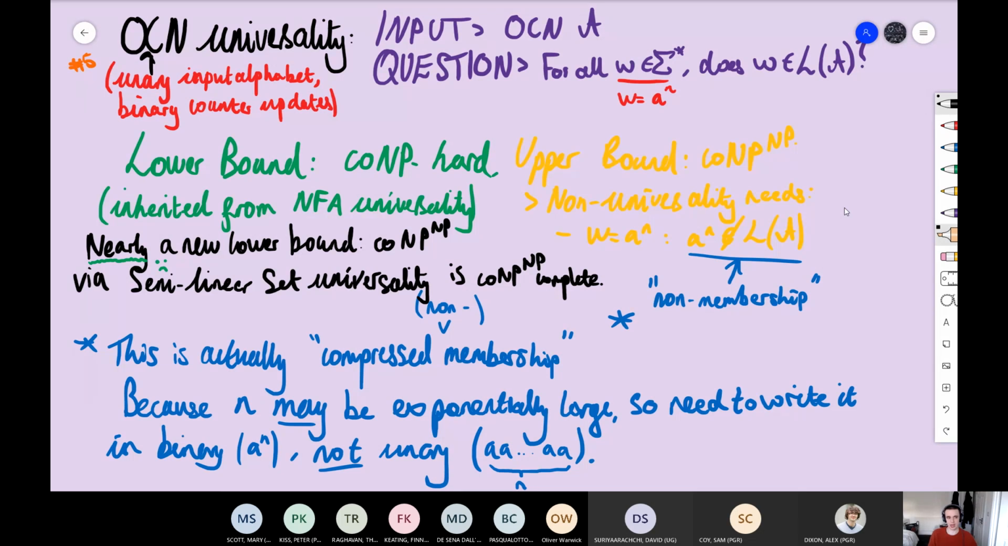But in this case, because we have a unary input alphabet, we can say instead that all words w, or omega, whatever character you prefer, are equal to a to the n, where n is some natural number. We can have a to the 0 as the empty word, if you will. We want to see if we accept all of these.